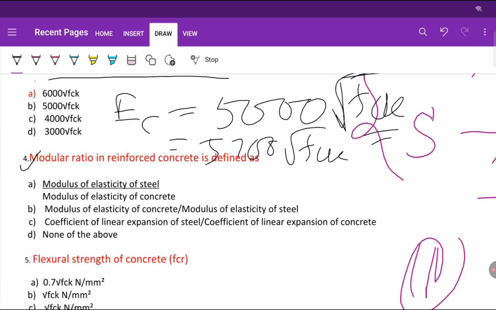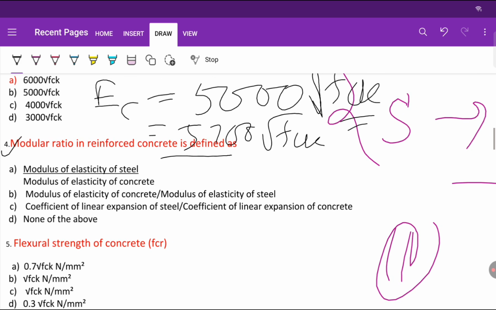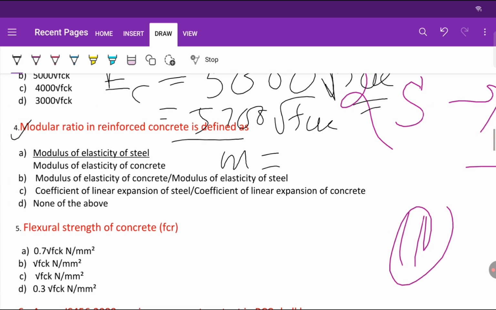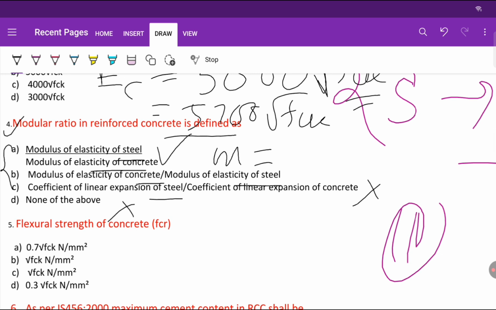Modular ratio in reinforced concrete is defined as, so modular ratio is m, right? The options are: modulus of elasticity of steel upon modulus of elasticity of concrete, modulus of elasticity of concrete upon modulus of elasticity of steel, coefficient of linear expansion of steel, none of the above. Now modulus of elasticity of steel upon modulus of elasticity of concrete will be the right answer. So here, modulus of elasticity of steel upon modulus of elasticity of concrete.